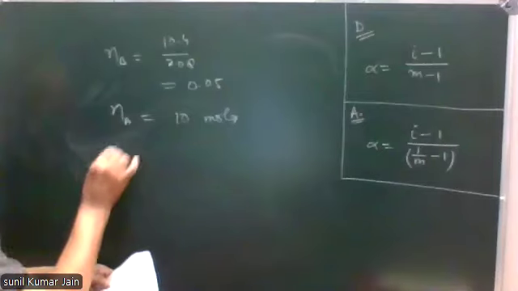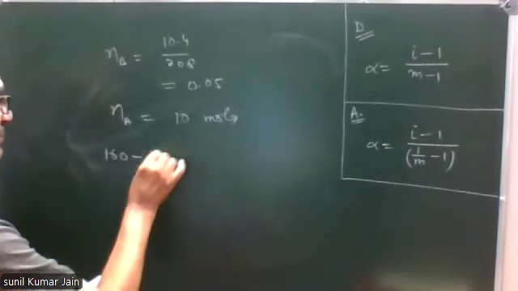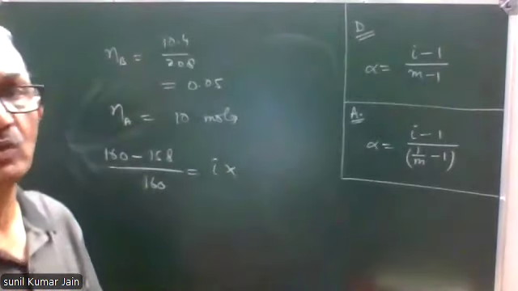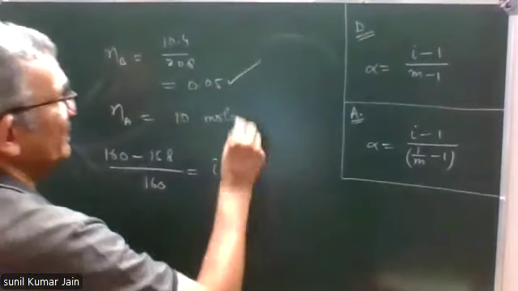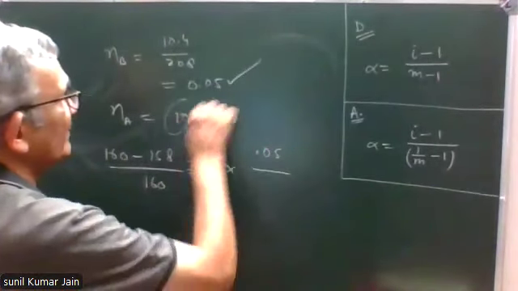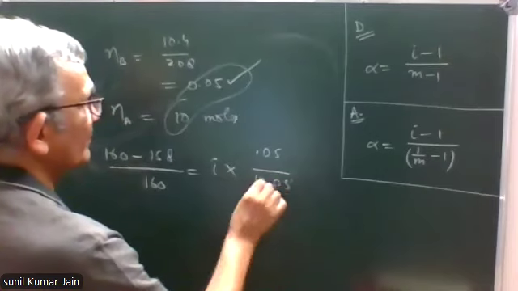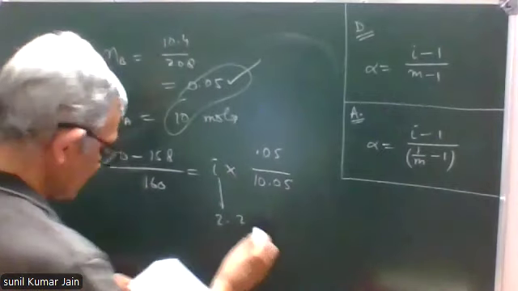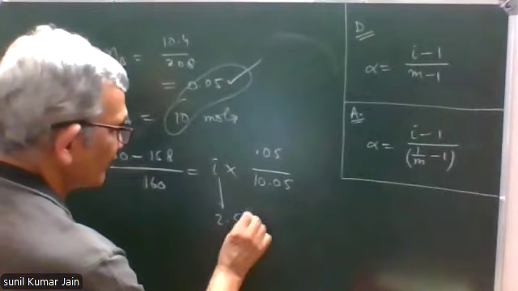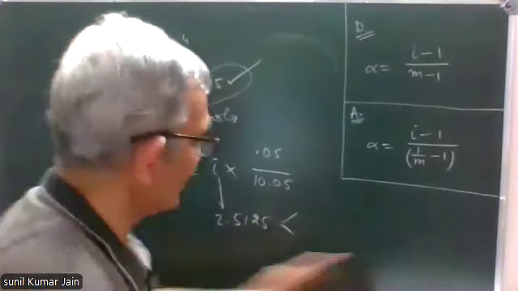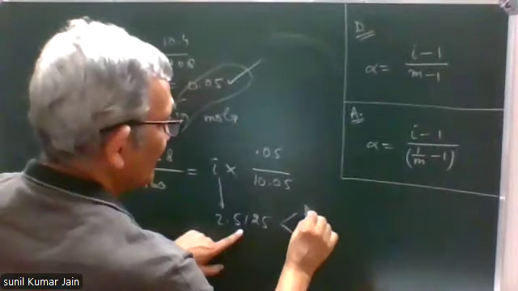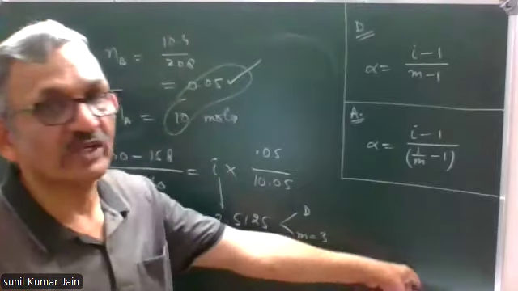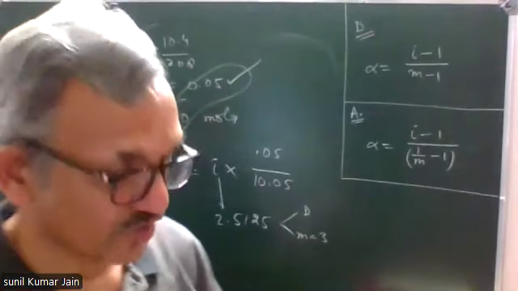Now, P naught minus vapor pressure of solution, divided by P naught, is equal to I into chi B. Mole fraction of solute will be 0.05 divided by total 10.05. Value of I will come out to 2.5125. This value of I will be substituted in the equation for dissociation. Value of M will be 3 because according to the formula, one molecule will split into 3 ions.